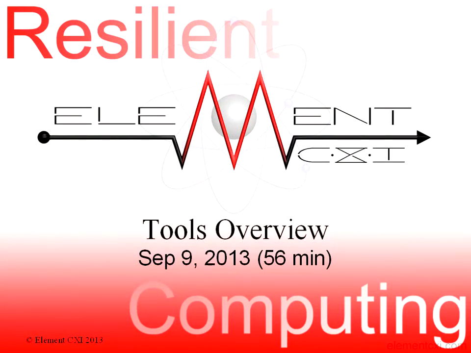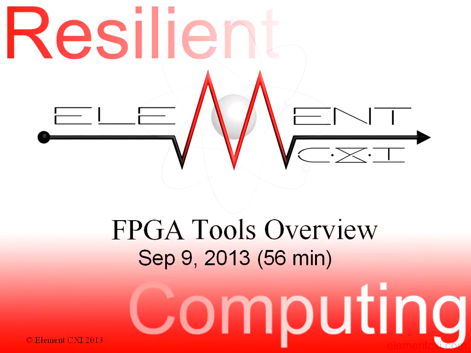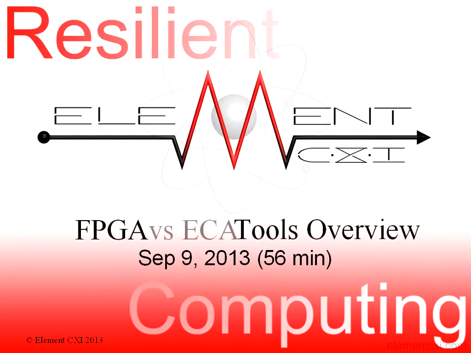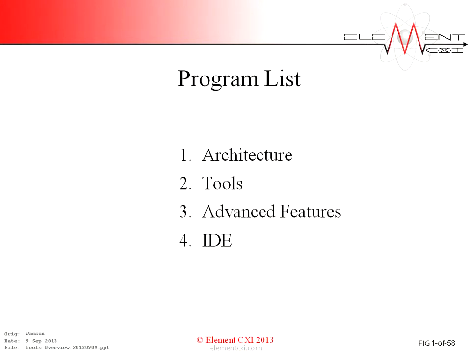This presentation is an overview of prior art LUT-based FPGA tools compared to CXI ECA tools. This is the second of 4 presentations describing Element CXI hardware and software. The architecture presentation focused on fundamental comparisons with prior art and CXI innovations from a hardware perspective.